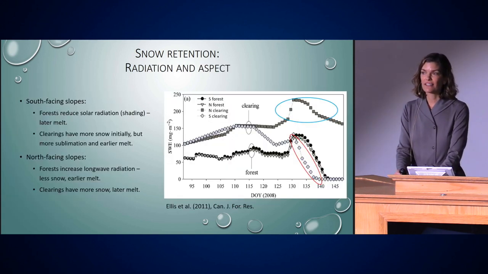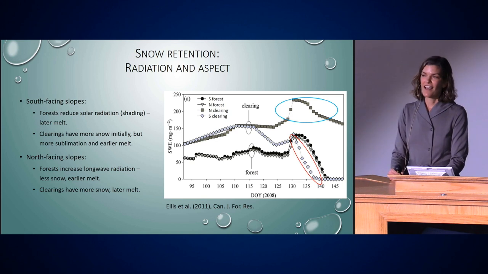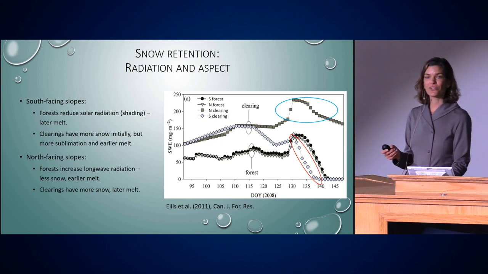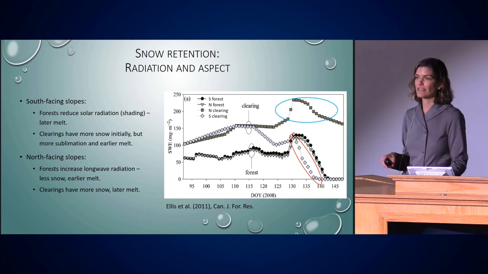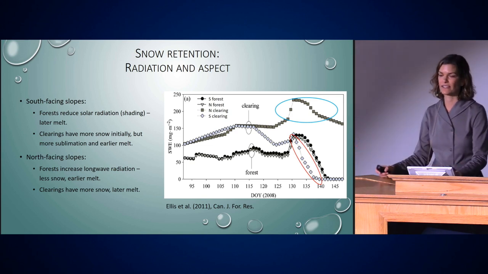So radiation also varies with aspect, and the effect of tree cover on snowpack also varies with aspect. On this graph, I'm using a study from the Canadian Rockies. It shows two clearings. The one circled in blue is on a north-facing slope. The one circled in red is on a south-facing slope. The two lines that aren't circled are forest stands. One is north and one is south-facing.